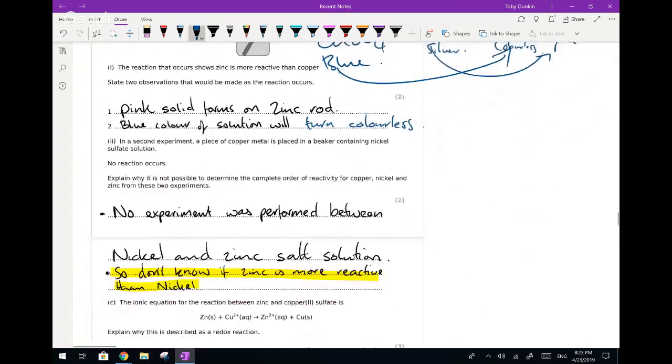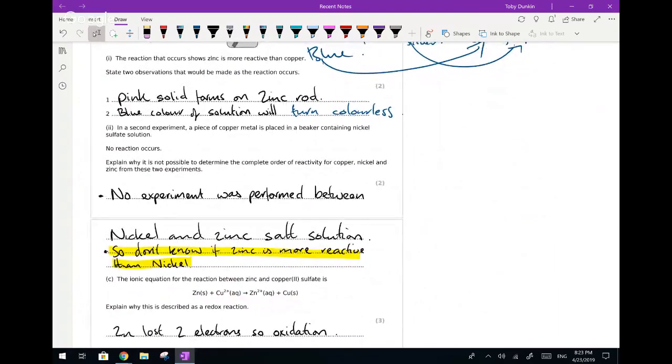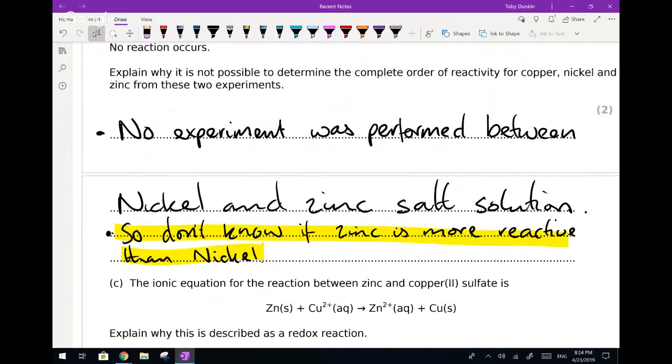Done. Next. Explain why it is not possible to determine the complete order of nickel and zinc from these two experiments. They haven't done the third experiment. No experiment was performed between nickel and zinc salt solution. So we don't know which one's more reactive out of zinc or nickel. That one was actually quite a tough question.